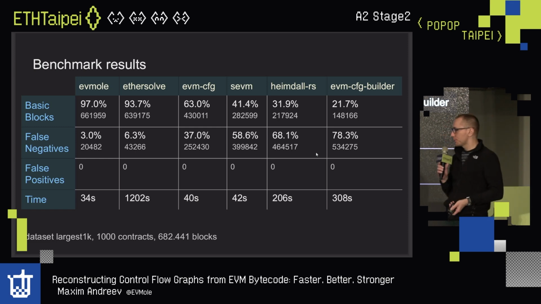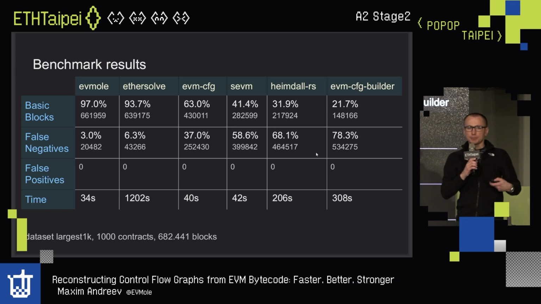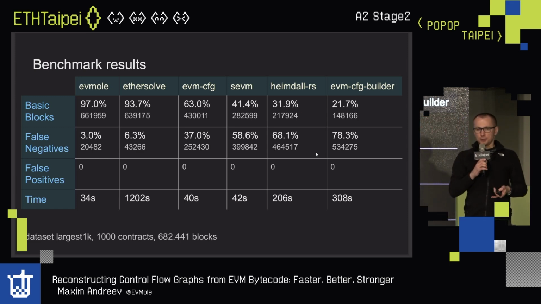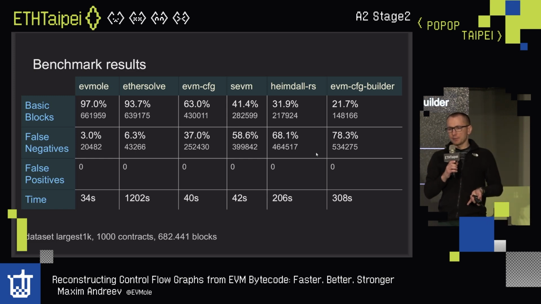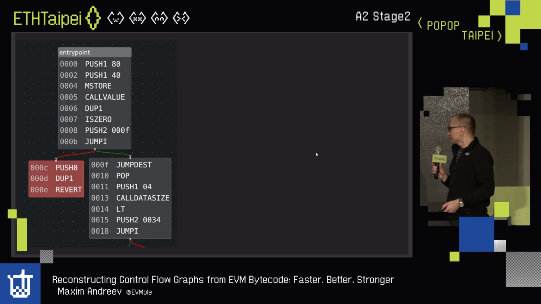These benchmarks were performed on the largest 1K dataset, which I obtained by downloading all verified contracts and taking the top 1K based on size. I assume that if the size of the contract is the biggest, then probably it's the most difficult one because it has a lot of logic inside. Let's now dig into the algorithm which I implemented.